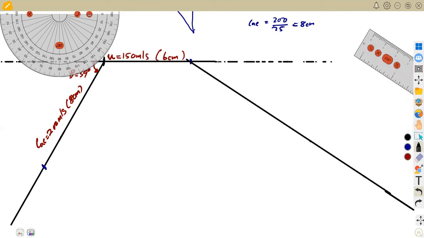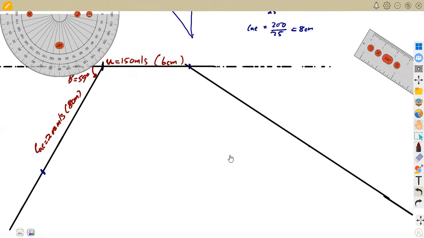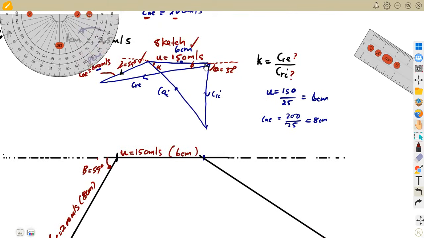Let me just put this one aside here. Along this line, the angle that is affecting, which is the inlet angle of the blade, is 32 degrees in this case, which is the theta, this angle here. That's our theta, 32 degrees. That's what we know so far. That's what our sketch can give us.